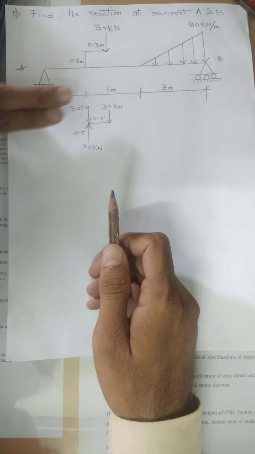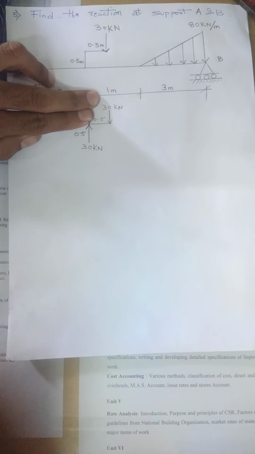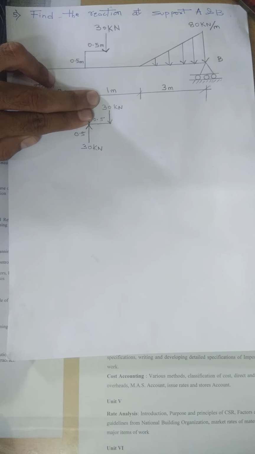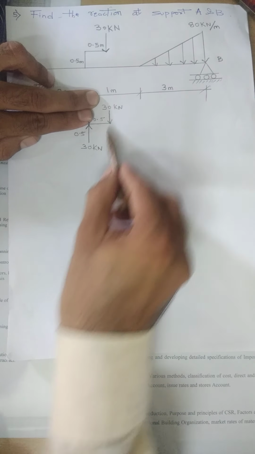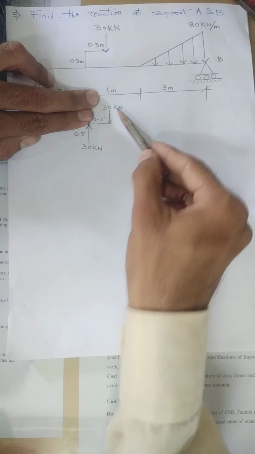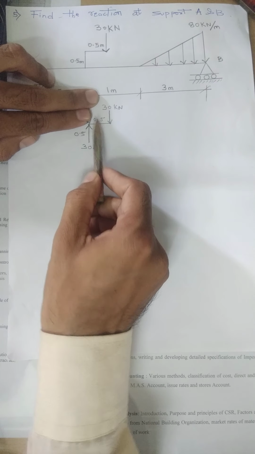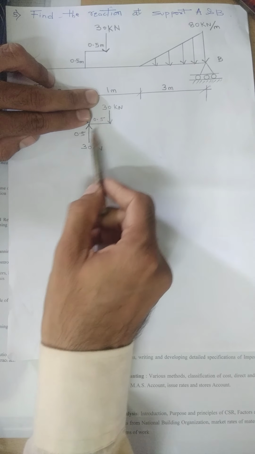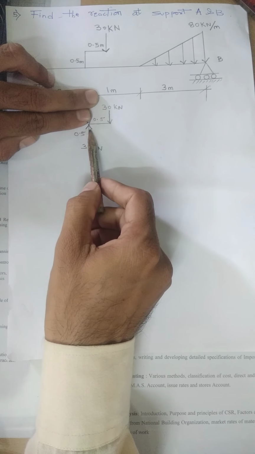In the present case, I am assuming this downward force is not acting. I am keeping a finger on this. So this force is not acting for the present case, but these two forces, the downward force of 30 kilonewtons and the upward force of 30 kilonewtons, are producing a couple. They are separated by a distance of 0.5 meters, which means the downward and upward forces will produce a moment, a couple.